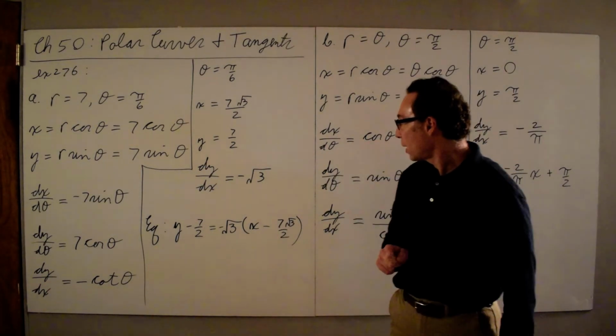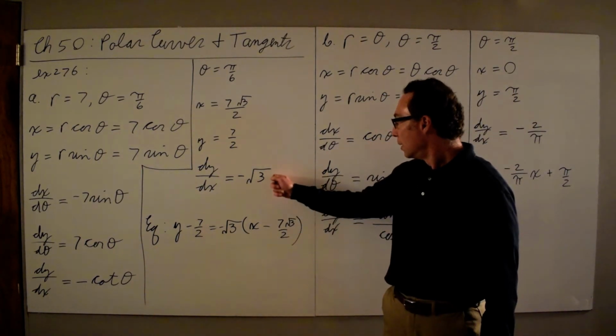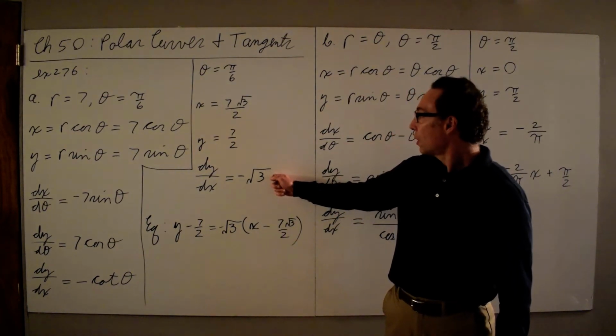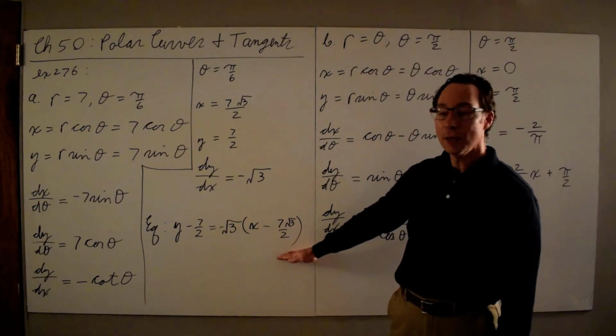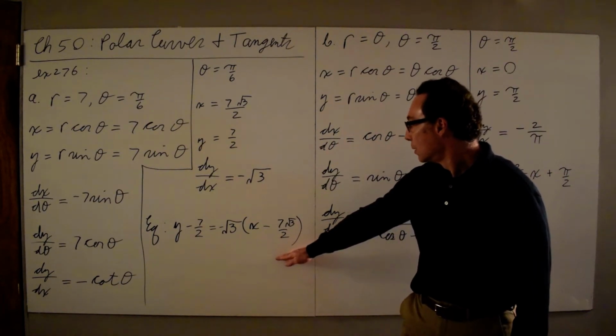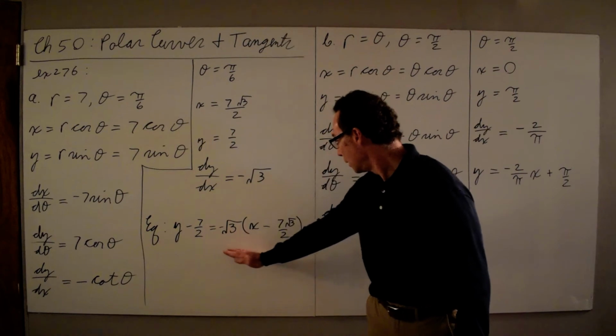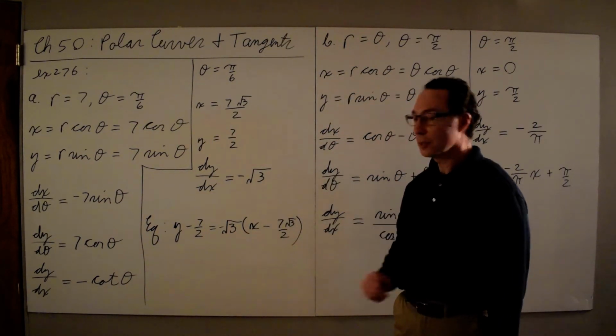Now the problem only asks us to find the slope, but we already have an x-coordinate and a y-coordinate and a slope, so we'll go ahead and give the tangent line itself. So we just have y minus the y-coordinate is equal to the slope times x minus the x-coordinate.